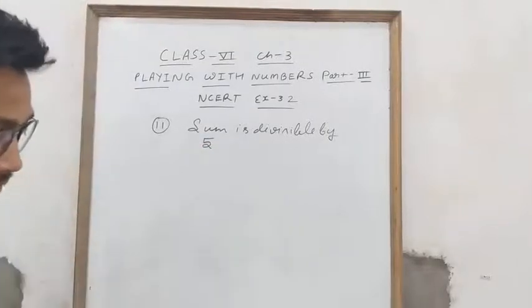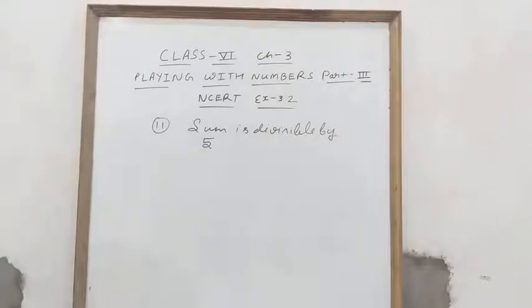So see student, one pair is given: 3 and 7. One pair is given, 3 and 7, and the next pairs you have to find out. So the next pair you can find out very easily. How will you find out, student?